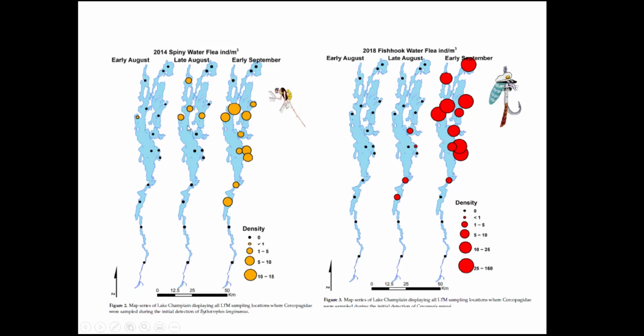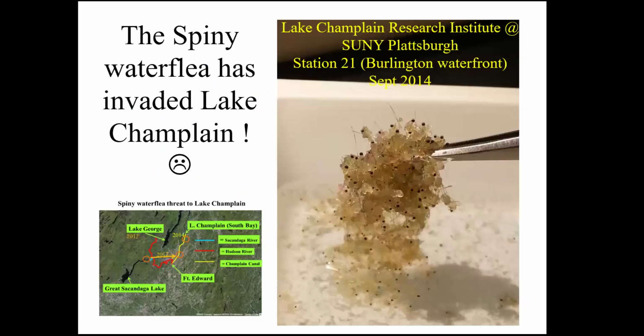Within 2 weeks, they'd expanded to much of the lake, and by 4 weeks, they'd expanded lake-wide in extremely high densities. And many lakes, we don't have this data because we're not sampling before the invader invades. We have the same data from 2018. Again, no fishhook water flea detected for years and years and years before early August 2018, and then a few detected in mid-August at several sites. Within 2 weeks, they had expanded throughout the entire lake. So one of the questions is, how did they do that?